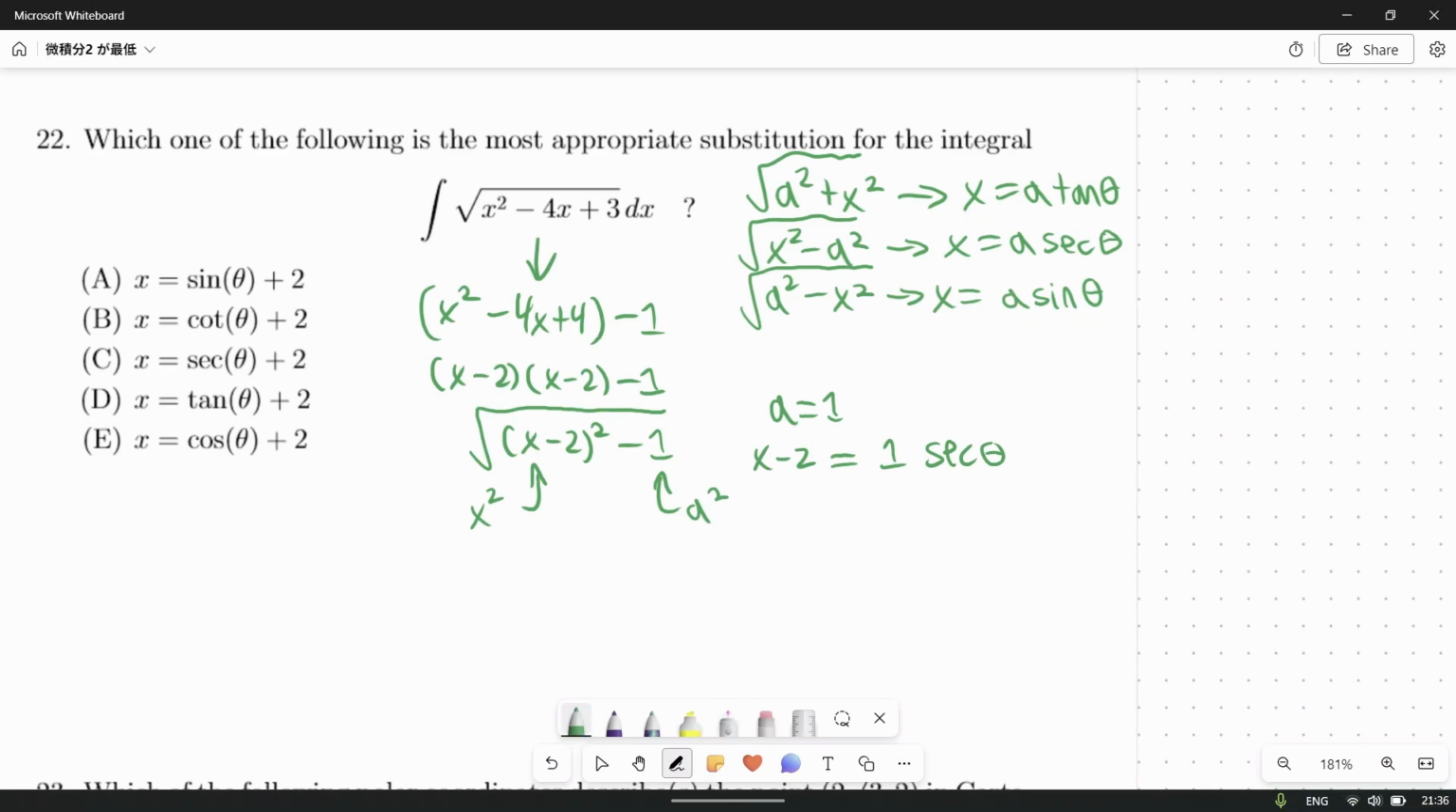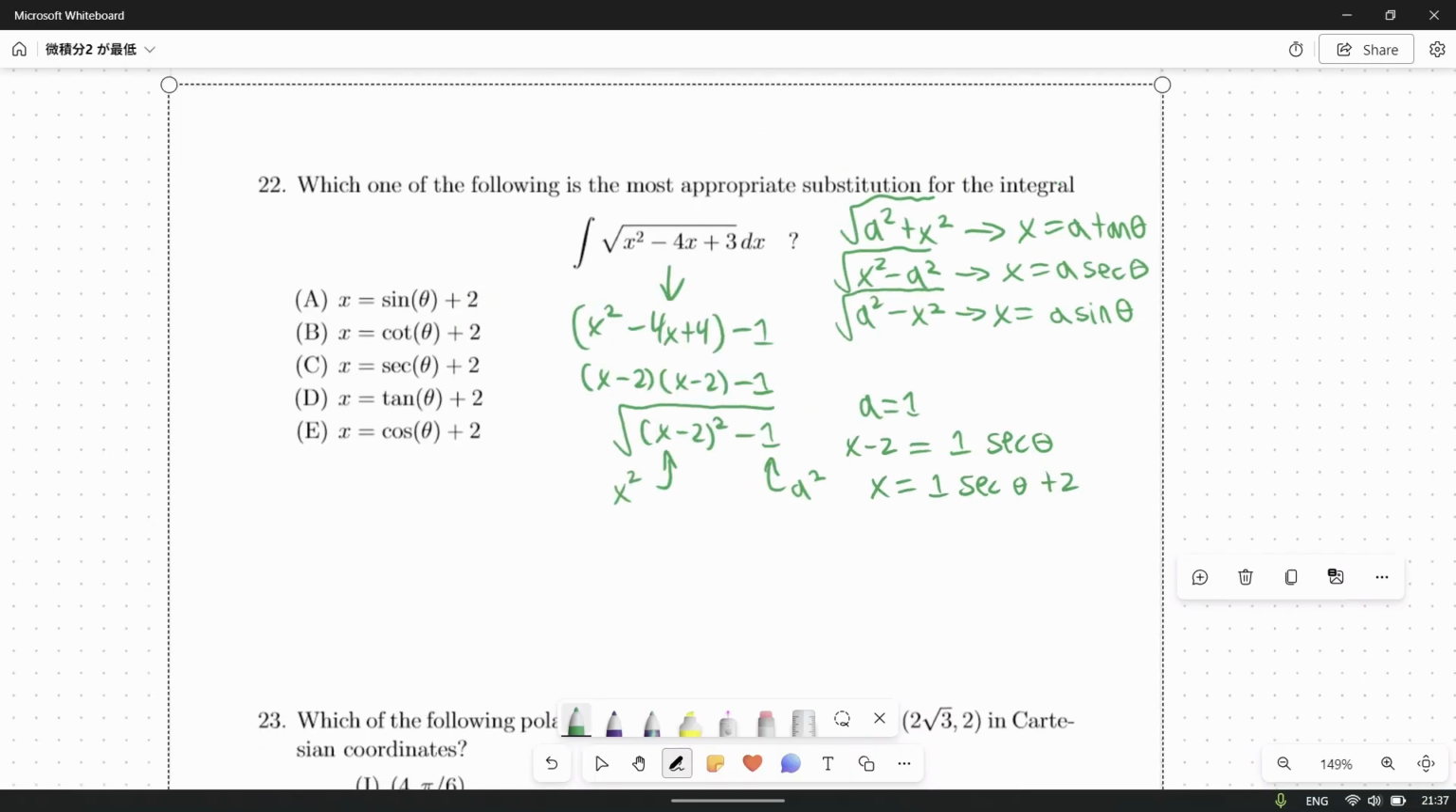And so then you just end up with a new substitution that just looks like x is equal to 1 secant of theta plus 2, because all I did was just move the negative 2 to the other side. And so now we have our completed substitution. And so matching this up with the answer choices, you should end up with answer choice C.